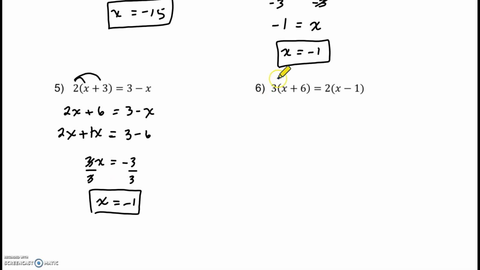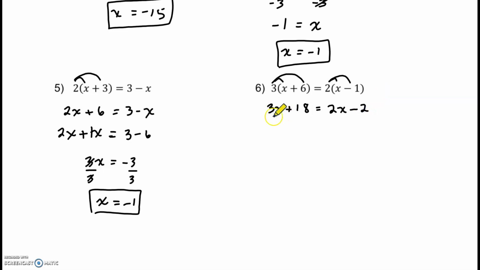So we're going to multiply 3 times x. Because remember, if we have brackets, we got to get rid of those brackets. So 3 times x is 3x. 3 times 6 is positive 18. Put your equals. And now we do it again. 2 times x is 2x. 2 times negative 1 is a negative 2. All right, we're back to a question like we started with number 1.